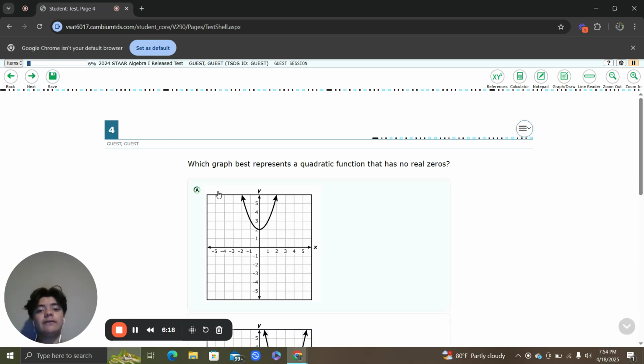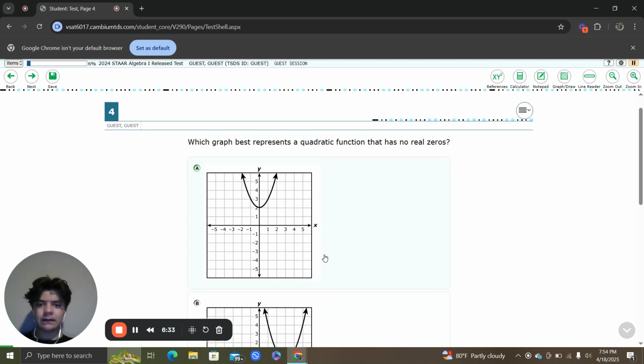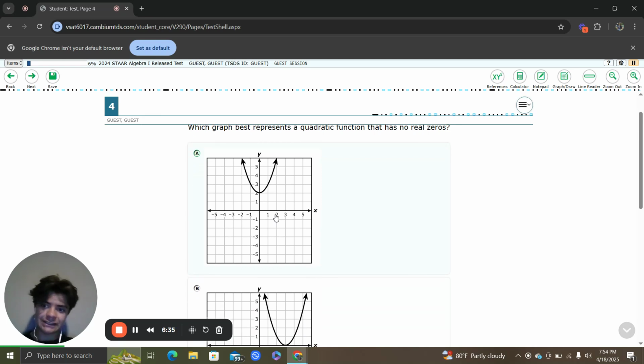So there's a quadratic function. Which one has no real zeros? So what is a zero? First, you need to understand that a zero is an x, okay? So you got to see which one passes the x-intercept. This is your x-intercept right here, this horizontal line. So let's look. It either touches it or it crosses it, right? So it's either equal to it or it crosses it.